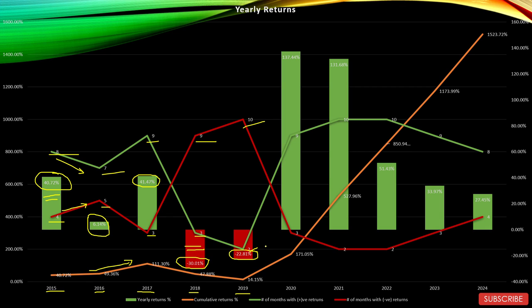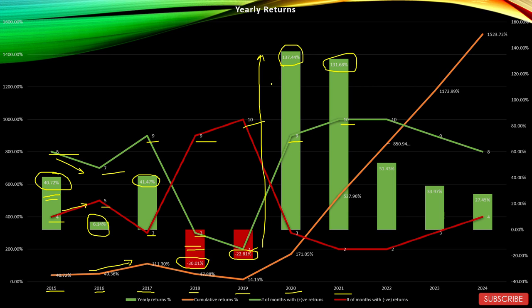But then the situation turned on its head in 2020 and the sector skyrocketed from minus 22.81%. This sector gave 137.44% returns in 2020, followed by 131.68% returns in 2021. In 2020, it gave positive returns in 9 months, and in 2021, it gave positive returns in 10 months.